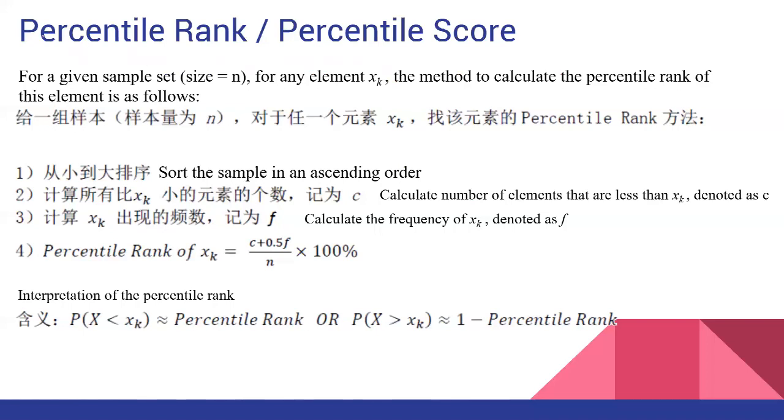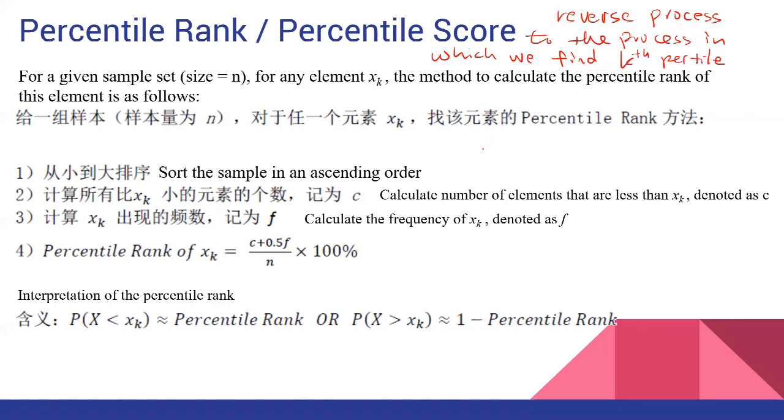Next concept is called percentile rank or percentile score, which is actually pretty easy to understand. This is a reverse process to the process in which we find the case percentile.